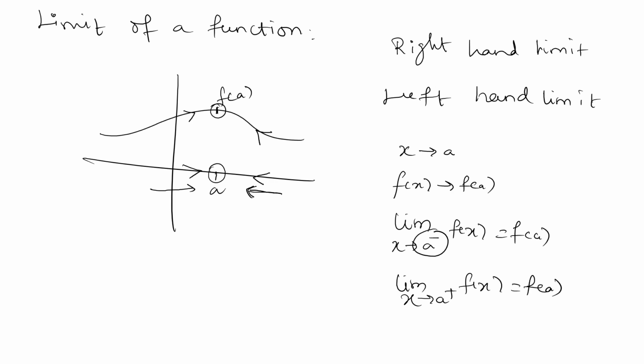The limit of a function exists when the LHL value is equal to the RHL value. So if LHL is equal to RHL is equal to some L, then limit x tends to A of f of x is equal to capital L. Otherwise not. If LHL is not equal to RHL, then the limit does not exist.